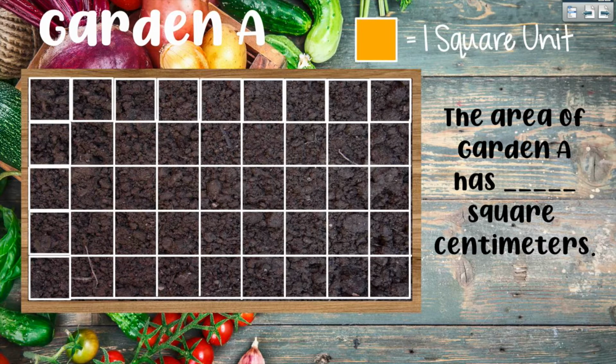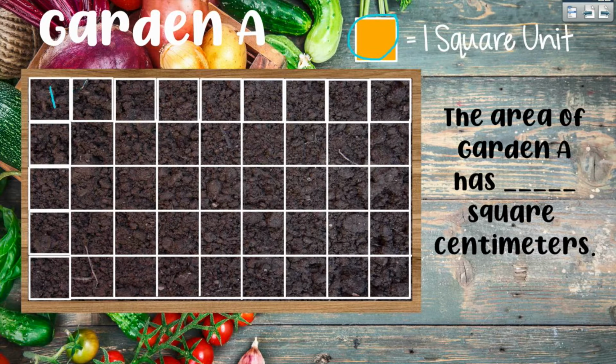Alright guys, to begin with, we're going to be looking at our Garden A. Now, in Garden A, I have room for 1 square unit. This square unit is in centimeters. So each one of these squares represents 1 square centimeter. So the best way for me to do this is to just count my squares in order to figure out the area. So let's get started.